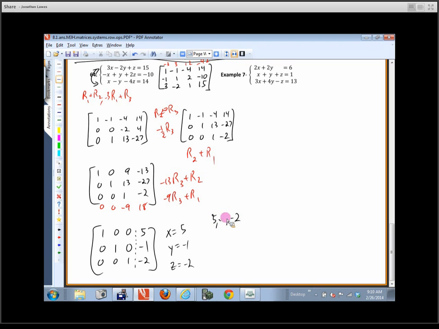And can somebody remind us, why do we write it as a point? Why do we write that as an ordered triple? Because isn't that where all the planes meet? That's where the planes cross. Okay?